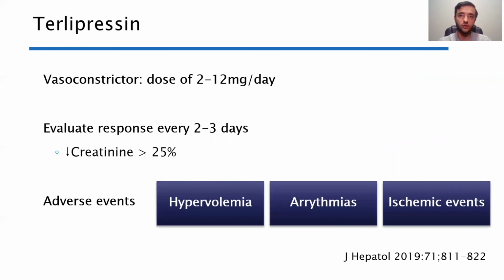Terlipressin, which is a vasoconstrictor, the dose of use is from 2 to 12 milligrams per day. We have to evaluate response every 2 or 3 days, and we expect that the creatinine will drop of at least 25%. If that does not happen, we try to increase the dose. We also have to monitor for adverse events occurrence, especially hypervolemia, arrhythmias, and also ischemic events, which unfortunately are common when we use terlipressin.